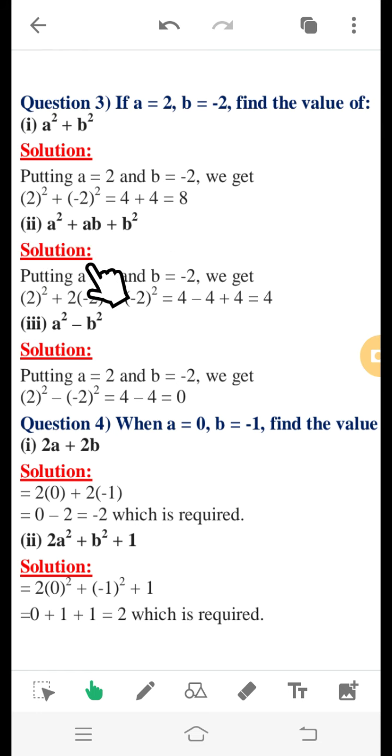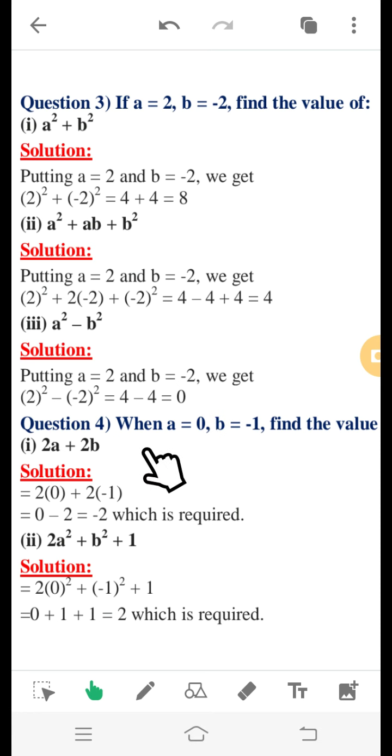Second one, a square plus ab plus b square. Putting a is equal to 2, b is equal to minus 2, we get 2 square plus 2 into bracket minus 2 plus minus 2 square. 2 2s are 4, 2 2s are 4, here also 2 2s are 4. Plus 4 minus 4 is cancelled, so the answer is plus 4. Third one, a square minus b square. Putting a is equal to 2, b is equal to minus 2, we get 2 square minus minus 2 square. 2 2s are 4, here also 2 2s are 4, so 4 minus 4 is equal to 0.